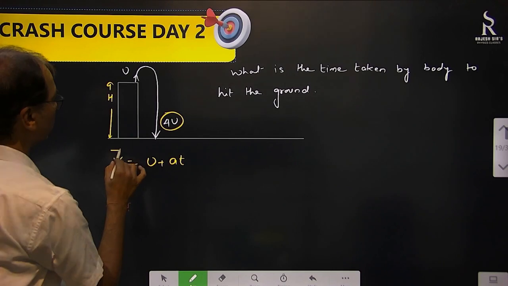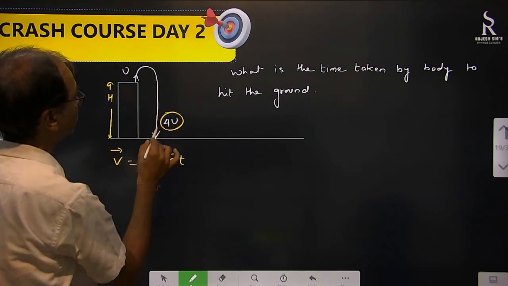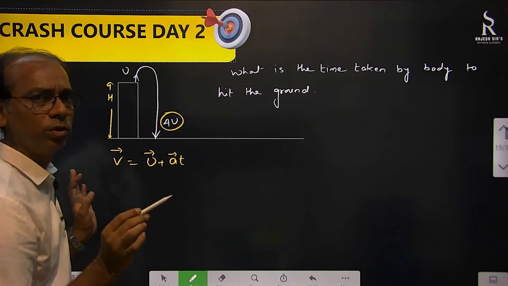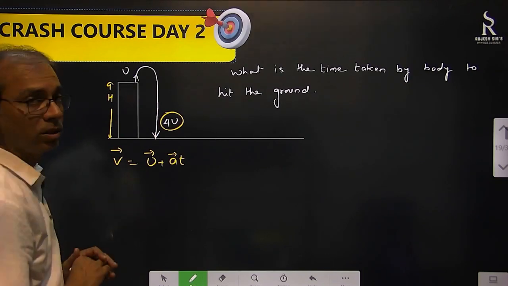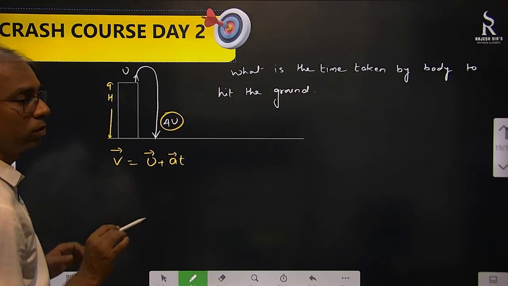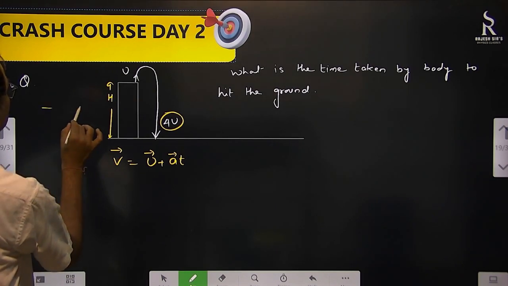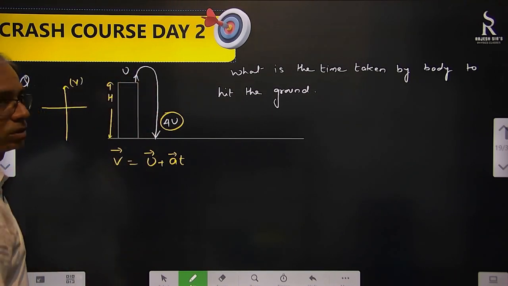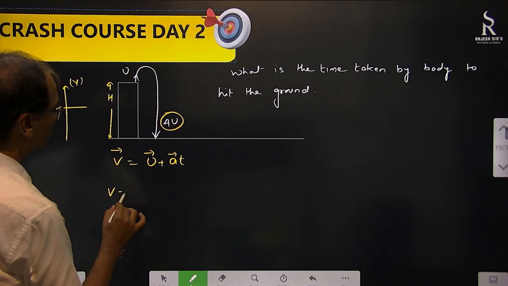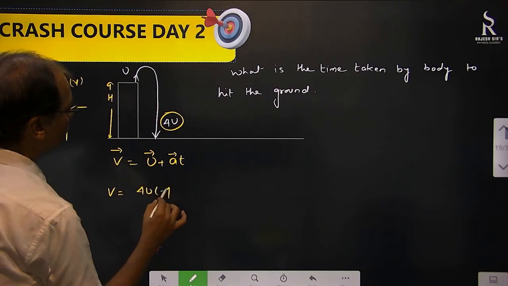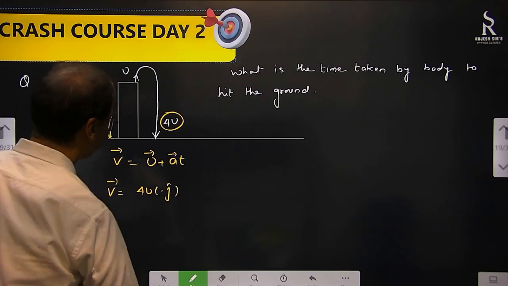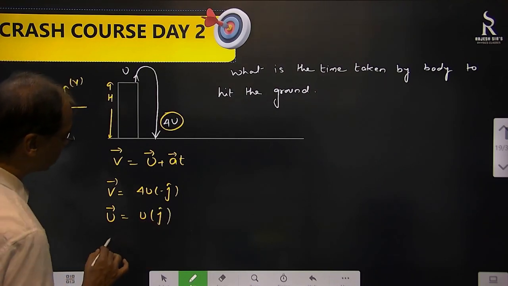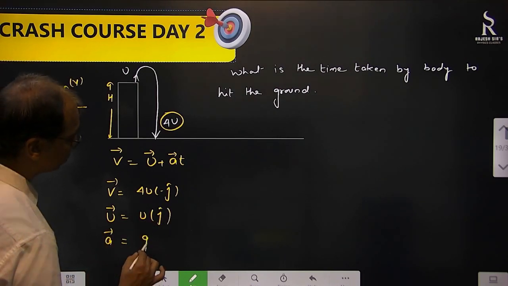But use it vectorially. Why vectorially? Because the direction of velocity is changing. If the direction is not changing, use it without any problem, v equal to u plus at. There is no issue in that. But here the direction is changing. So that's why we should be using it vectorially. Again, we'll say this is the y-axis and this is positive for me. That means upward velocity positive, downward velocity negative. So v is actually 4u in the minus j direction. That means it will become minus for us. And u is u j cap. Acceleration is always downward, we know. So g in the minus j direction.